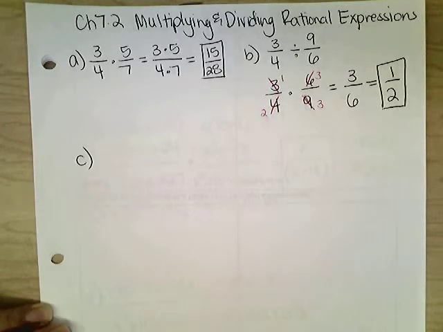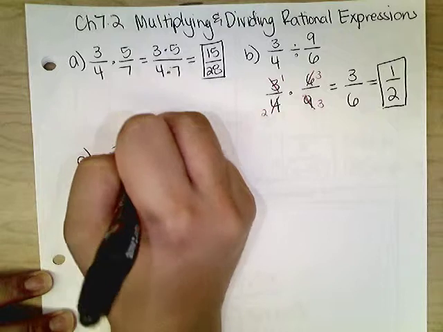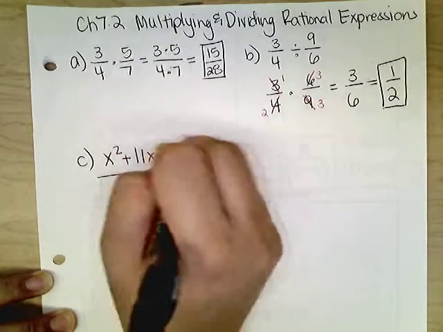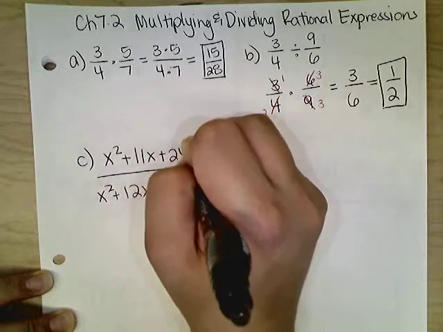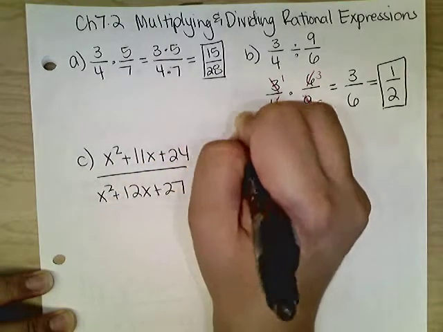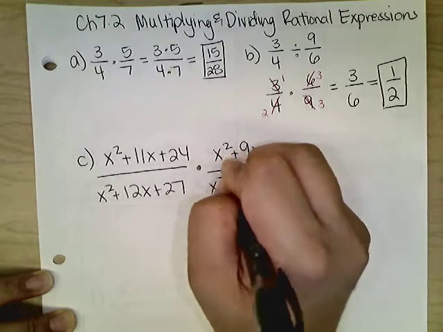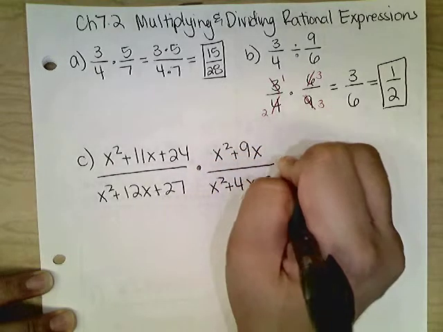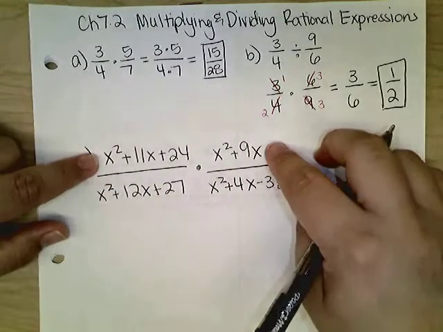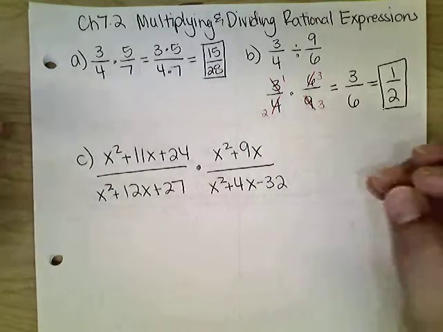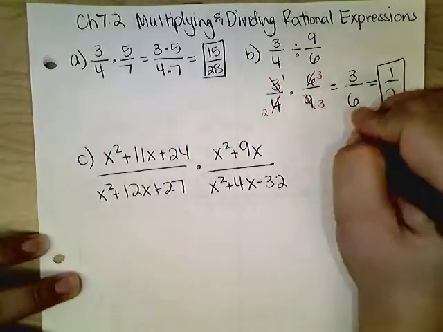We're going to continue on multiplying rational expressions using x squared plus 11x plus 24 over x squared plus 12x plus 27 times x squared plus 9x over x squared plus 4x minus 32. Our first step would be to factor everything, because if we multiply these together, it's going to be really kind of a nasty problem. So factor first. Okay, so that's going to be our first step.